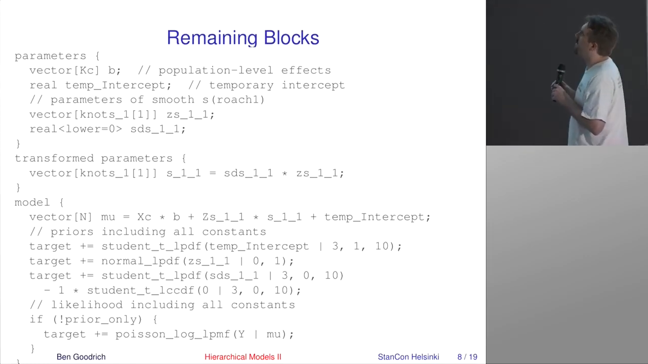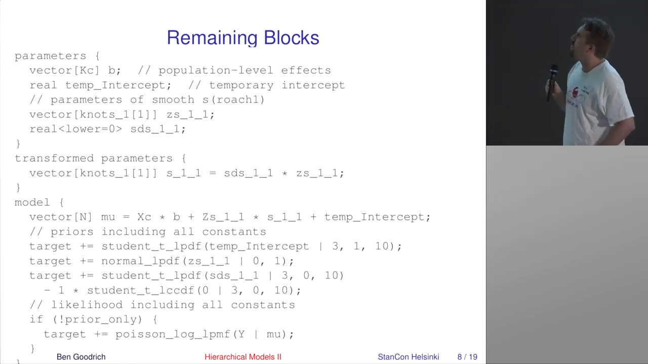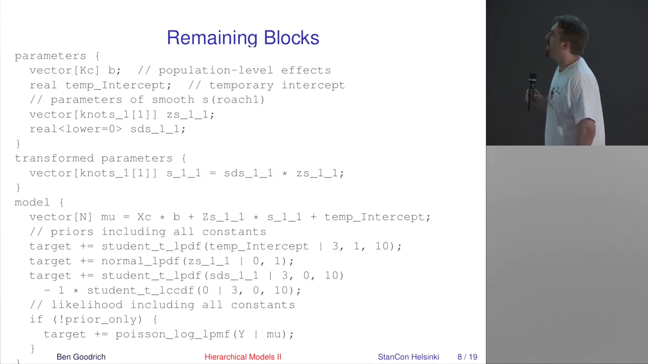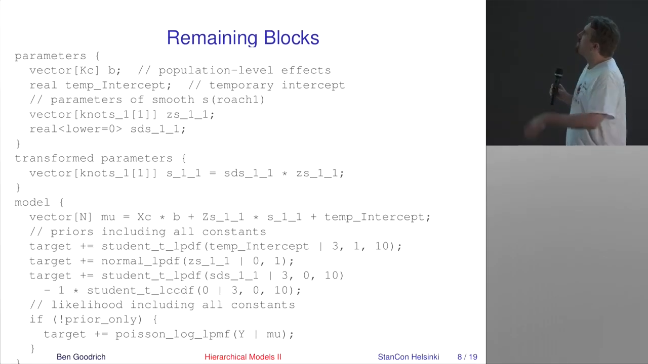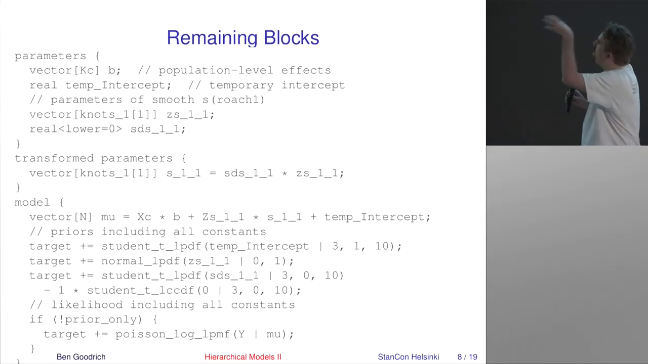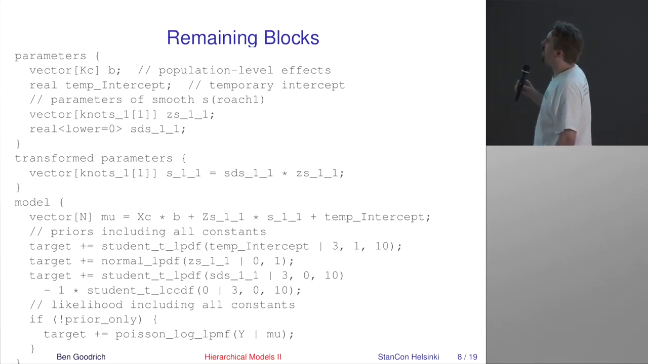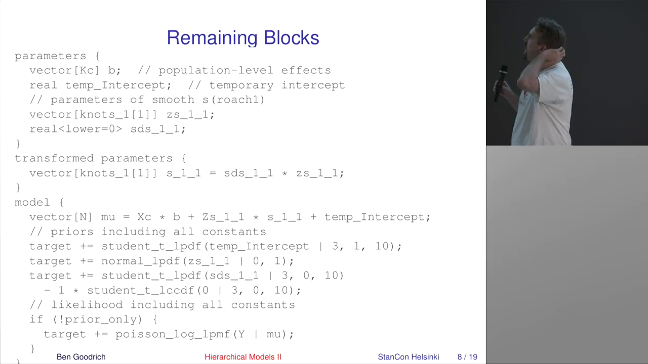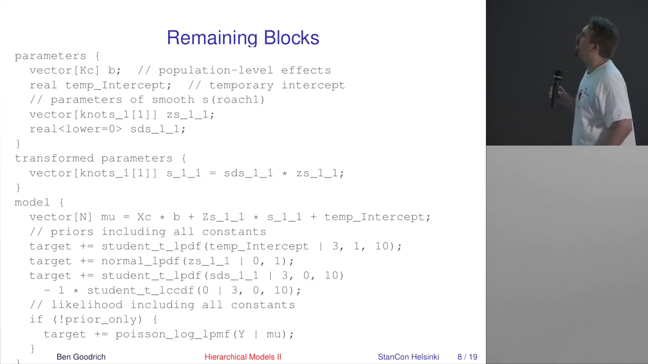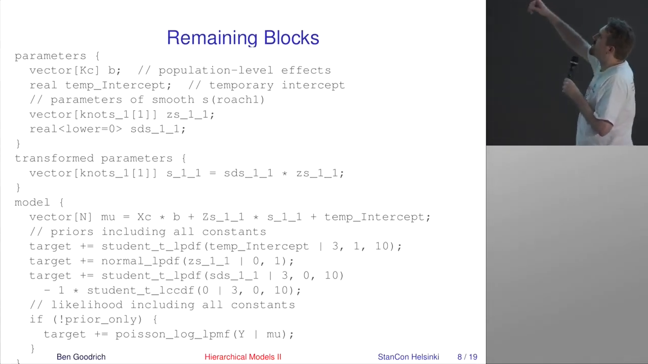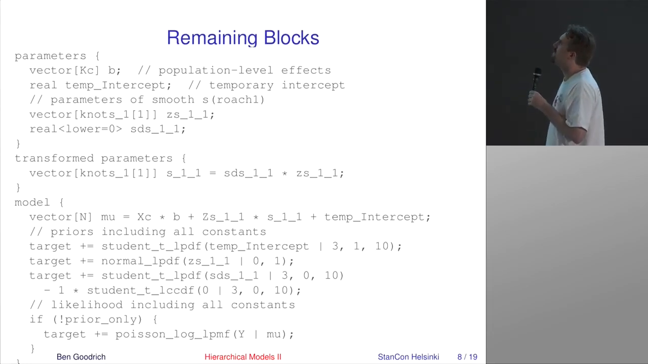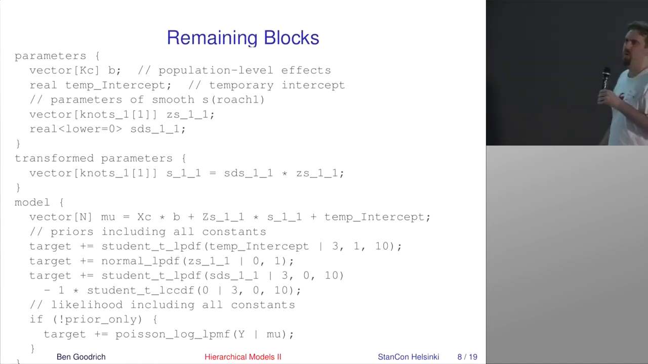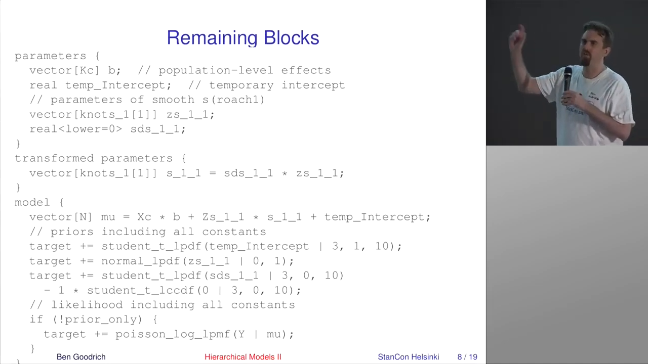So we've got the temporary intercept, and then we have the parameters that correspond to the deviation from linearity in the smooth function. So we have pieces that correspond to each of the knots. Like I said, by default there's 8 of those, but you could have specified more or fewer. And then we have a standard deviation parameter that's restricted to be positive that governs how far away from 0 those z's can be.